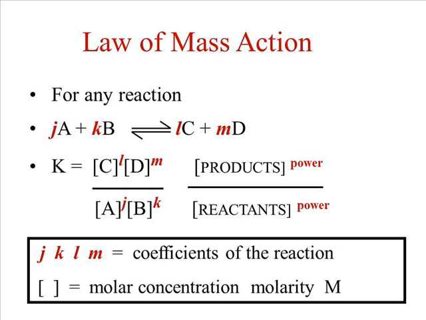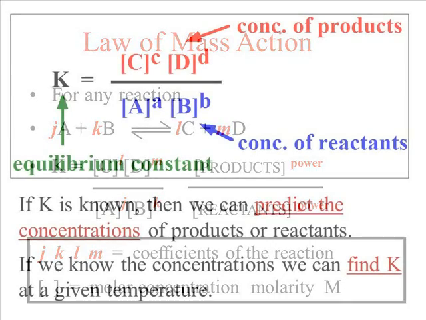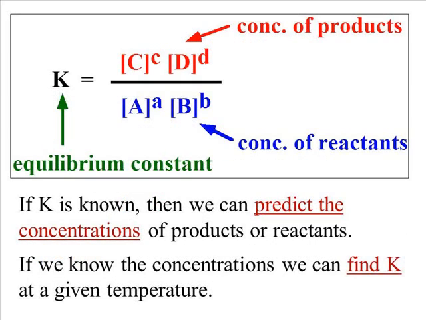You do not need to find those coefficients experimentally like you did with kinetics. These are very simply based on their mole ratios. Remember your brackets again meaning molar concentration or molarity. If you know K, then you can predict the concentrations of products and reactants, and if you know the concentrations, you can find K. So this is the equation we'll be working with throughout all of our equilibrium problems. This is called the equilibrium expression.